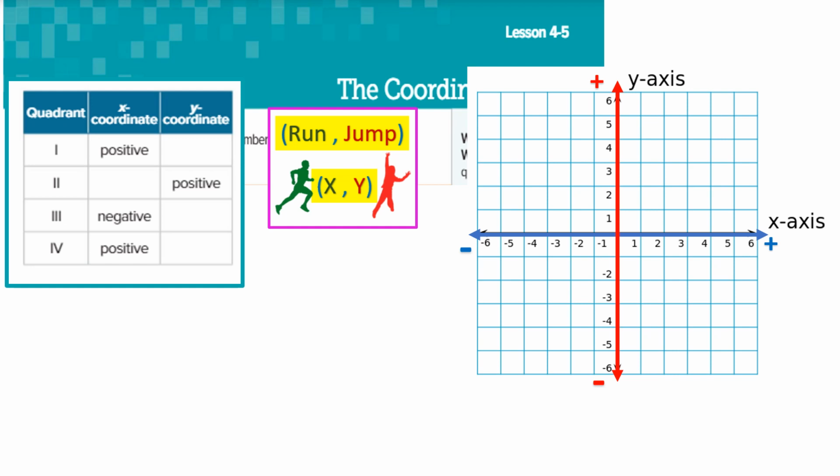Once again, the x-axis is our horizontal one, and it will tell us to either run forward or run backwards, depending on if it's positive or negative. If it's positive, we run forward. If it's negative, we run backwards. Our second number is our y-axis, and that is our vertical line. So it's going to tell us to either jump up or jump down. If it is positive, we jump up. If it is negative, we jump down.